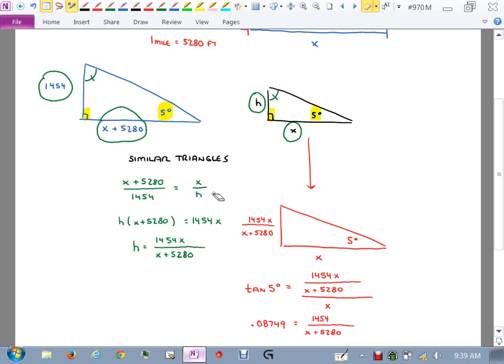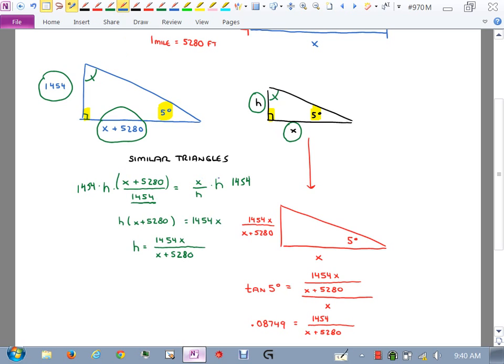So now what I'm going to do is try and figure out what h is. So I multiply both sides by h here. When I do that, this h will have to distribute through. But let's not do that. Let's just realize that that h is on the top here. And then I would like to get the h by itself, so I'm going to get this 1454 off this side by multiplying 1454 on this side and 1454 on this side.